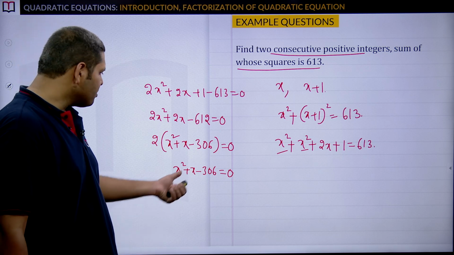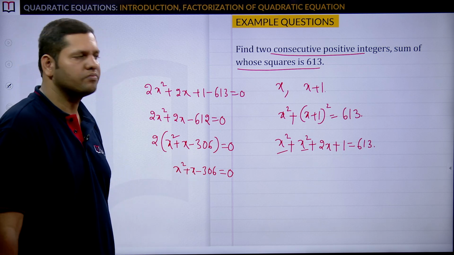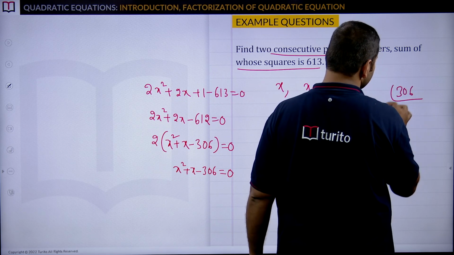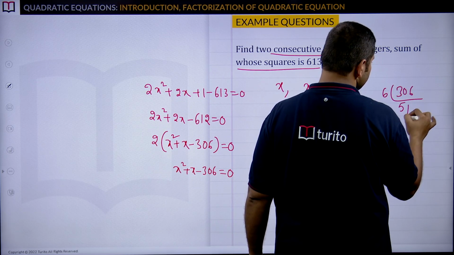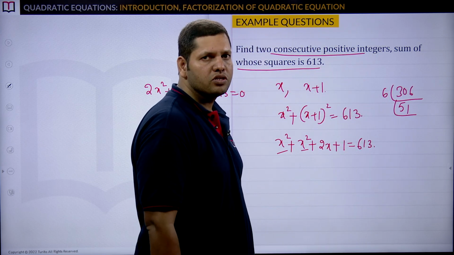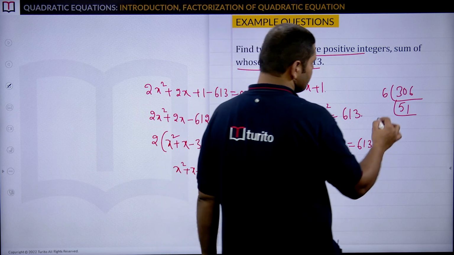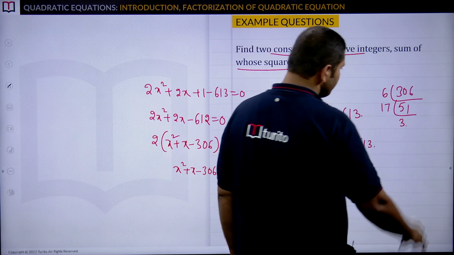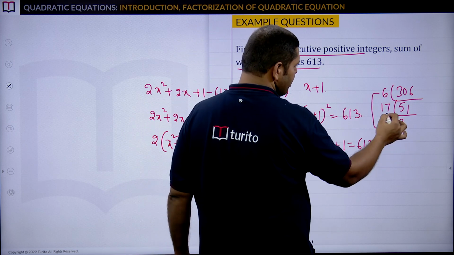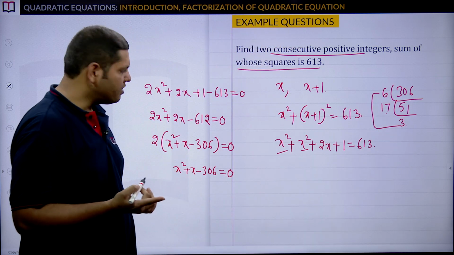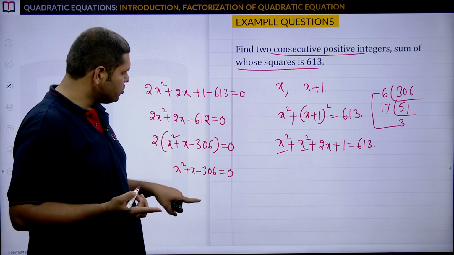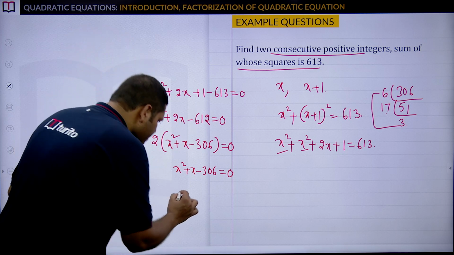Now, tell me, children, what is the factorization of 306? So, let me do this. I will go for the 6 table: 6 fives are 30 and 6 ones are 6, so 51. So, I can go for which table, children? 17 table: 17 ones and 17 threes. See, children, the combination is 6 into 3, 18, and 17. So, 18 and 17 means 18 is positive and 17 is negative.